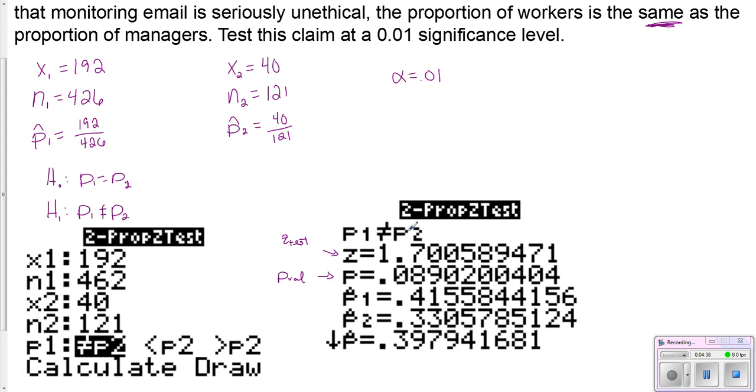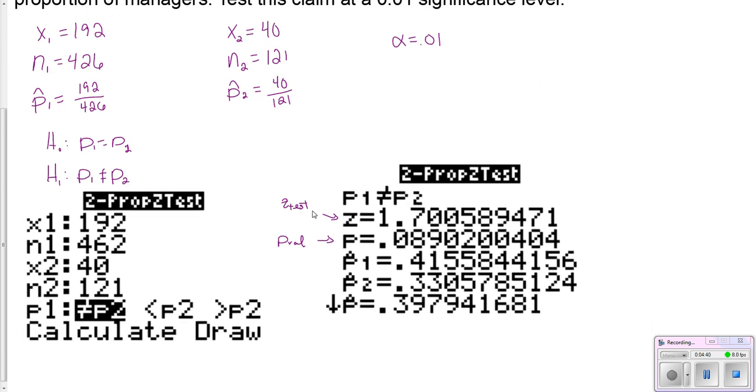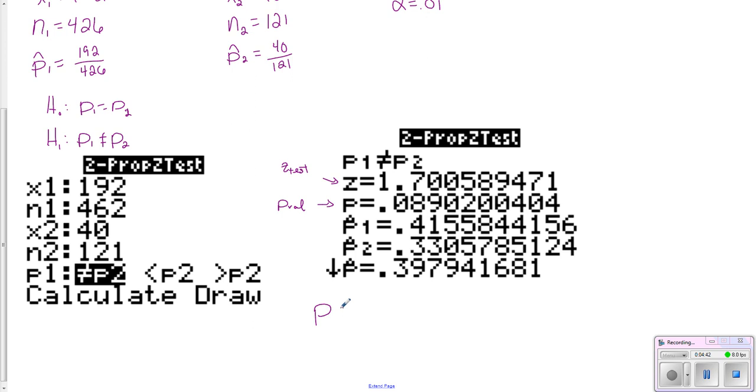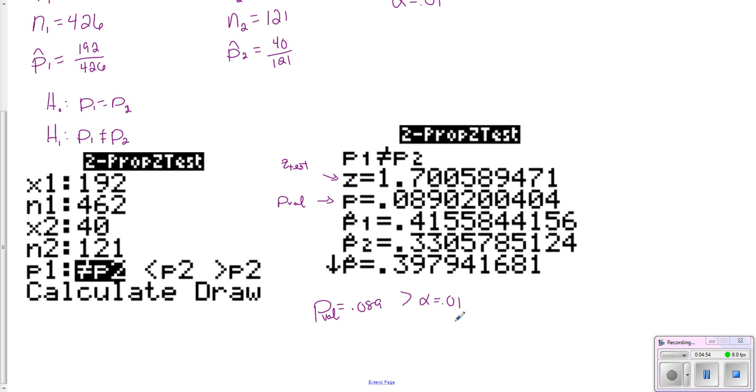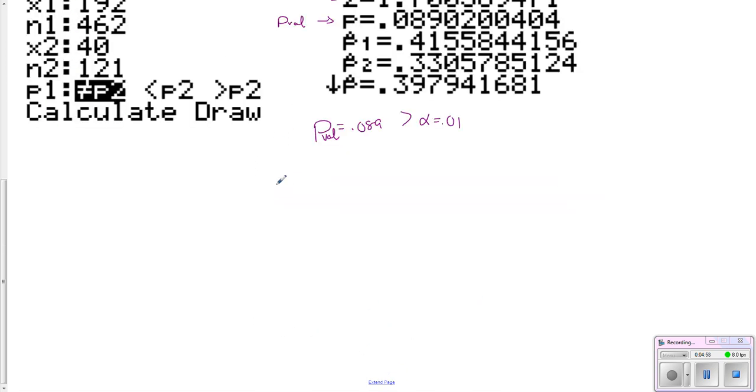Well, in this case, our p-value of 0.089 is bigger than our alpha of 0.01. So we can say that we fail to reject our null hypothesis. In other words, the decision-making process is not changed from what we already know.